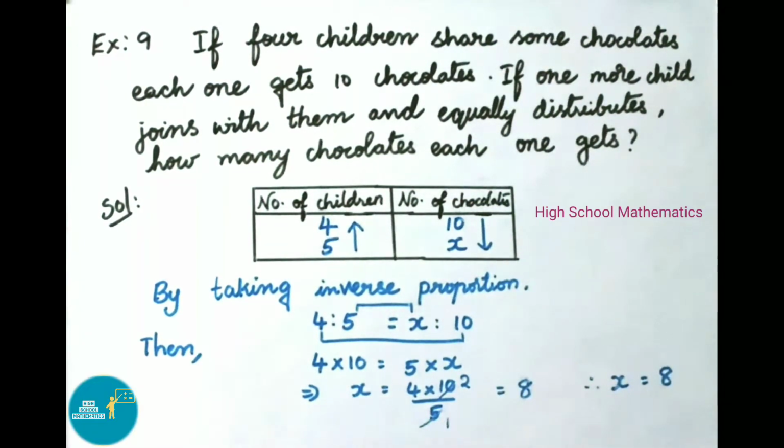Now we are going to find the x value. That implies x equals 4 into 10 by 5. 5 table, 5 ones are 5, 5 twos are 10. Now multiply numerators, 4 into 2, that is 8. Therefore x value is 8. If chocolates are distributed to 5 children, then each one will get 8 chocolates.